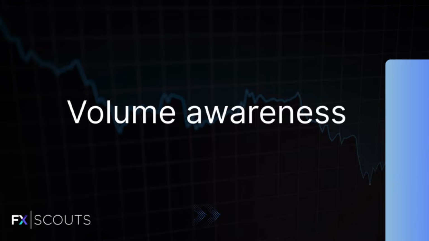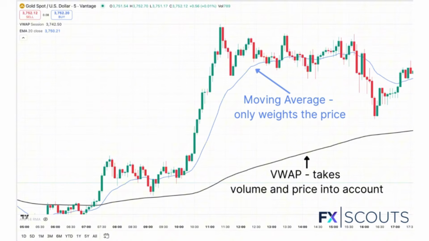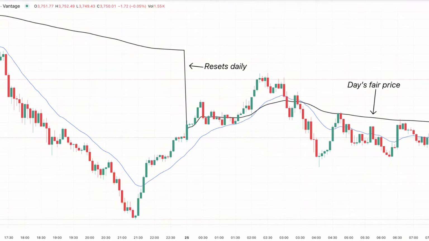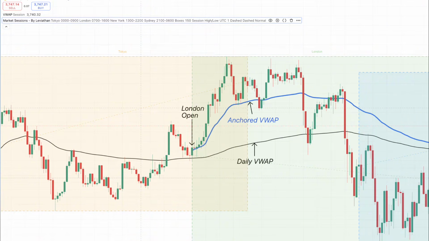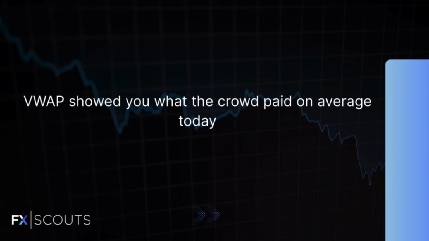Secondly, volume awareness. A moving average, as you know, treats every single candle the same. It weights it equally. VWAP weighs where the real size traded, closer to where the order actually got filled. Then thirdly, sessions and anchors. Because the VWAP resets every day, you get today's fair price. But you can also anchor VWAP to a specific moment. For example, you can anchor it to the London Open or the New York Open. You can anchor it to a breakout candle or a big news spike. This creates a dynamic support and resistance that institutions and big traders are also looking at. So the plain English takeaway is the VWAP shows you what the crowd paid on average today.